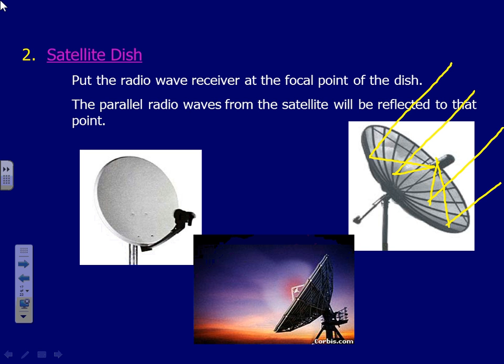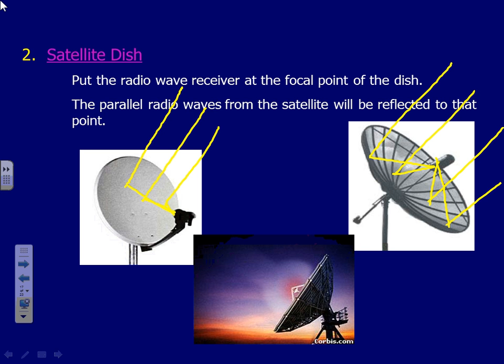You'll notice that this receiver is not right in front. So in this case, the satellite is probably up here, like this, with the parallel rays coming this way. And it's focusing and reflecting, and so they'll still go to that focal point. So you get this combination of the two. Either way, the parabolic dish or the circular dish would be used in order to catch radio waves.